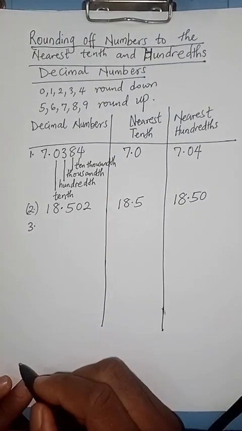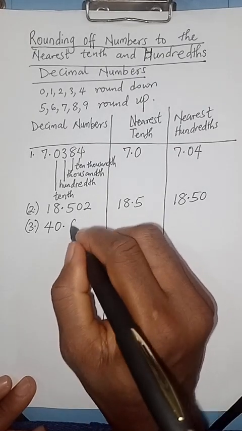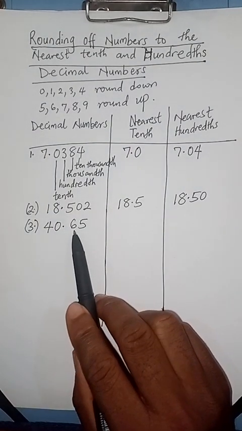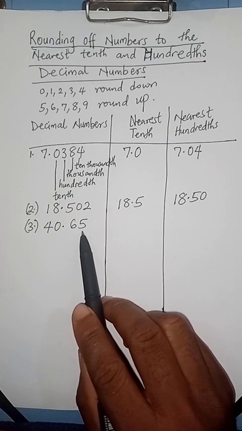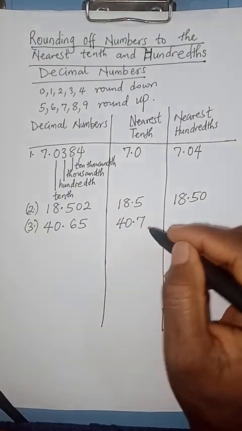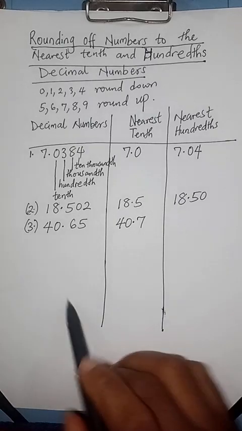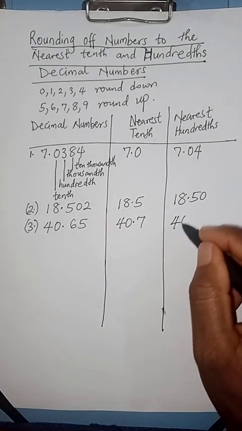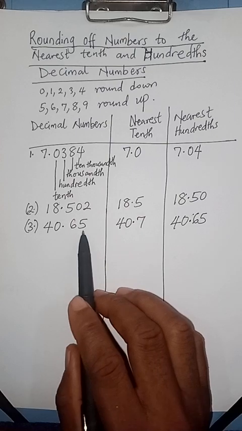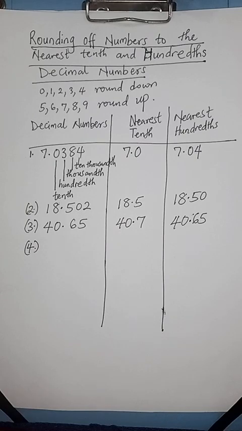Let's go to number 3. I have 40.65. Now to the nearest tenth, this is my tenth. And the digit after the tenth is 5, so I round up by adding 1 to the 6. So it becomes 40.7. What about to the nearest hundredth? Well, it's going to be 40.65 because that is exactly the figure you have there. This is your tenth, your hundredth, so it's going to be the same. It won't change.